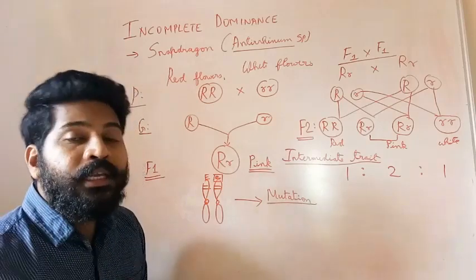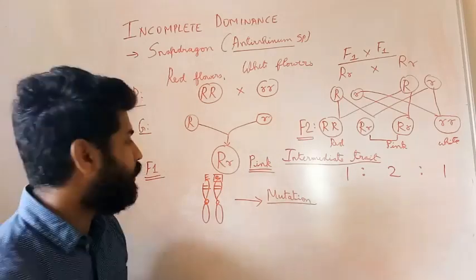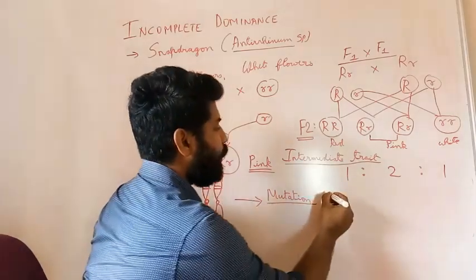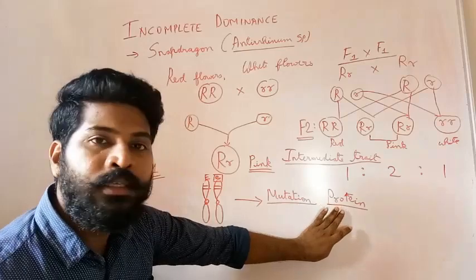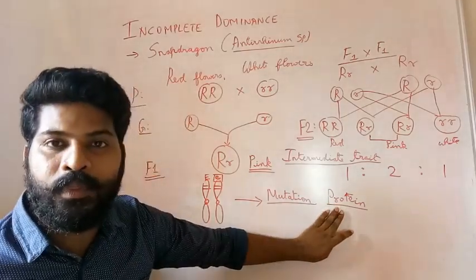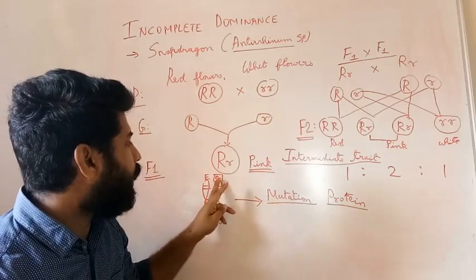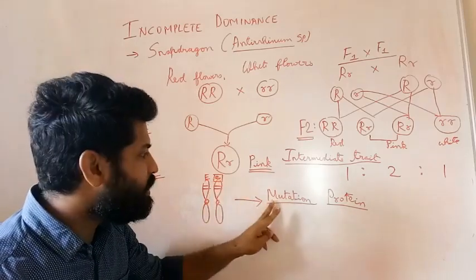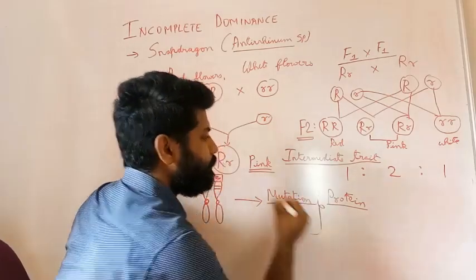Another important factor is the gene in itself is not responsible for the phenotype. Remember, the gene is going to produce a protein. This protein is responsible for the phenotype, the features. So, if the allele is modified, if there is a change in the allele, what could happen?